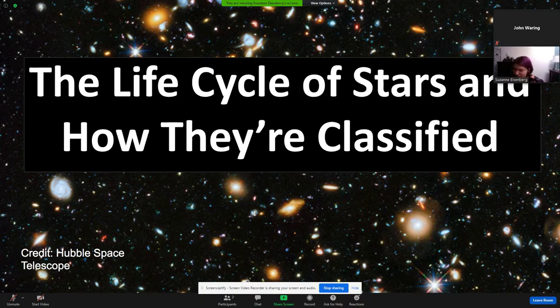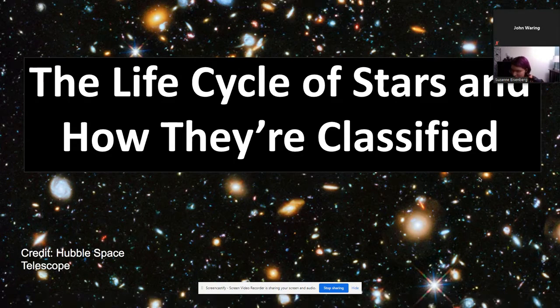Stars are giant balls of gas millions of miles away. But how do they form? What happens to them? Every single star you see in the night sky goes through a life cycle, and today I'm going to tell you about it.